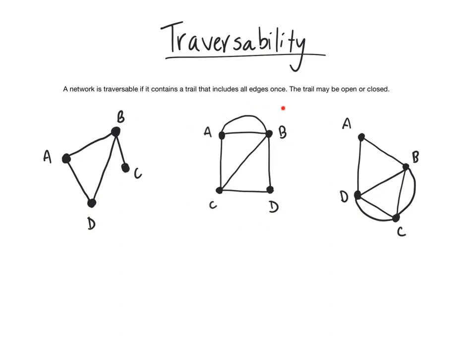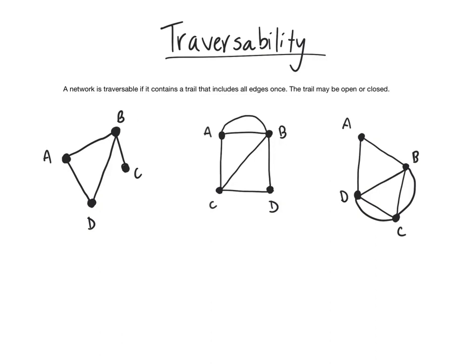This network here in the middle is also traversable. That's because it contains a trail that includes all edges once: A, B, A, C, B, D, C. Again, it's a trail, it included all edges once. This network is also considered traversable. The last one here on the right hand side is also traversable: A, D, B, C, D, C, B, and back to A.